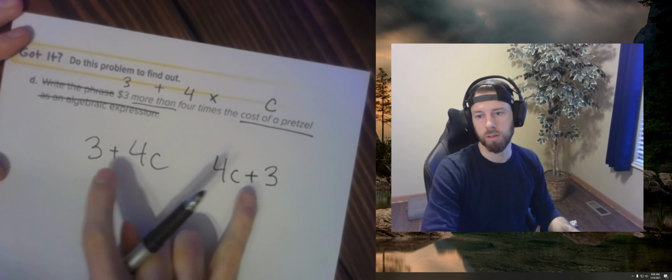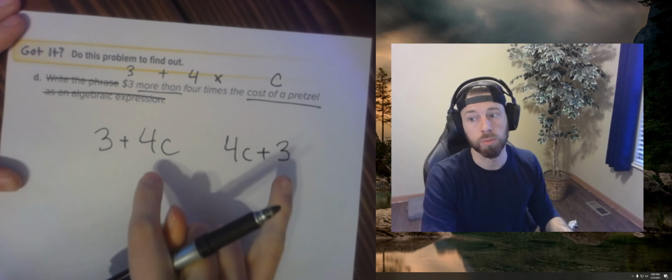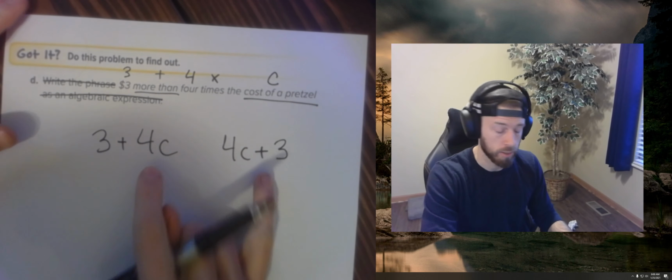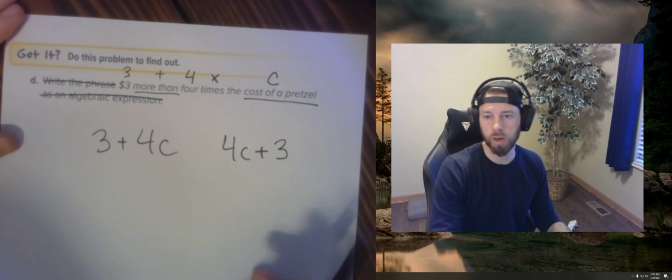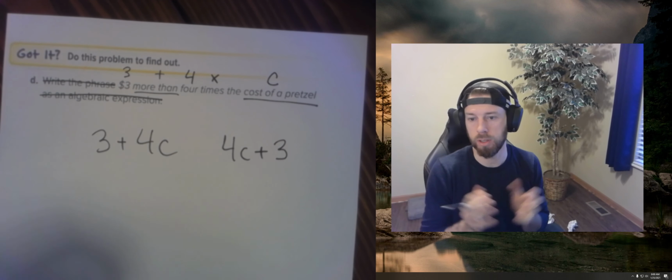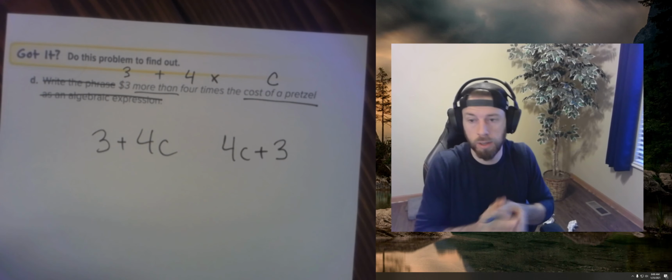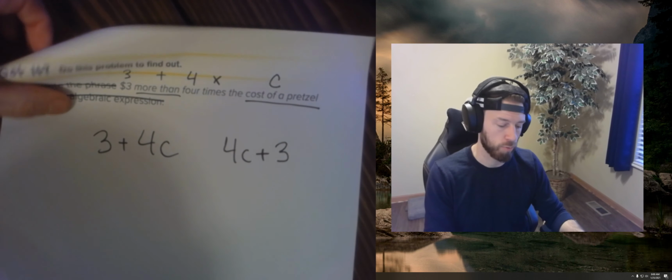Either one of these works for addition. Okay, it's subtraction that you really got to worry about, guys. So either one of these is going to work for this one. 4 times the cost of a pretzel would be 4c. And then you add 3 to it. Obviously, we don't know what that is, but we've written our expression for it.